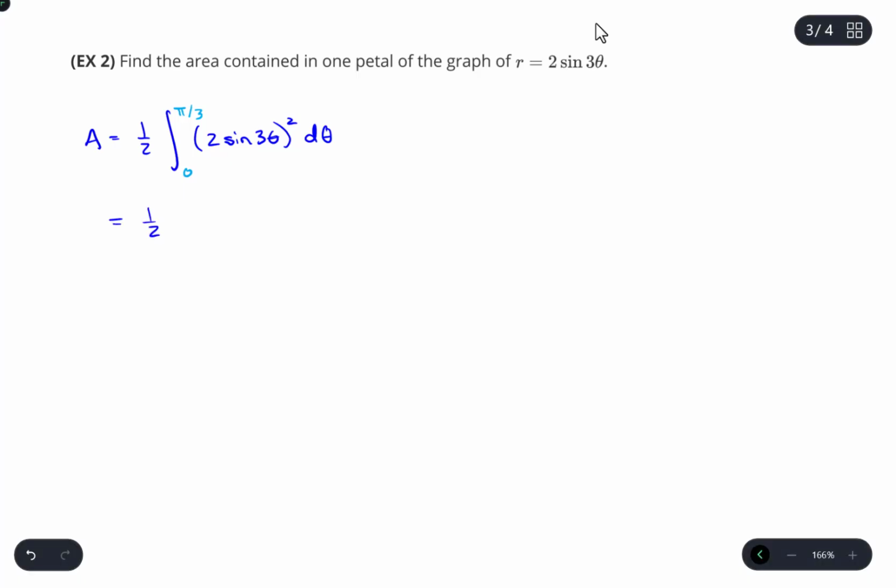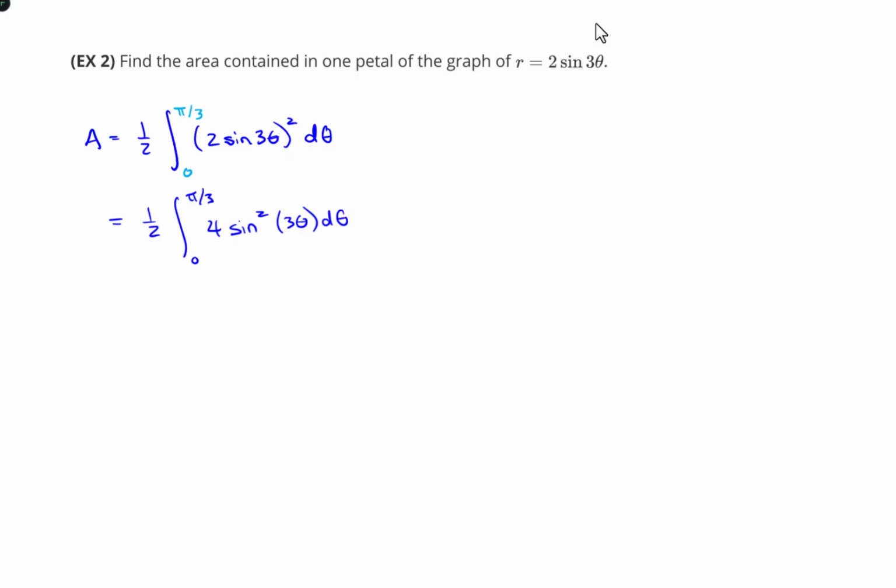So we have 1/2. I do need to square out my function. So this would be 4 sine squared of 3 theta d theta, and integrating the square of a trig function we learned how to do earlier in the class. I'll go ahead and bring this constant 4 out. 4 over 2 is 2, so just take care of that.